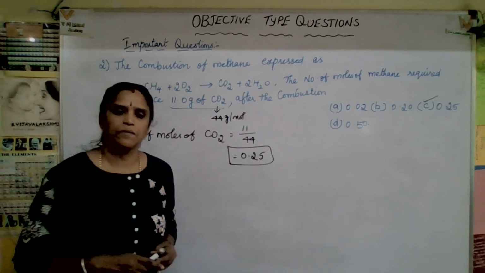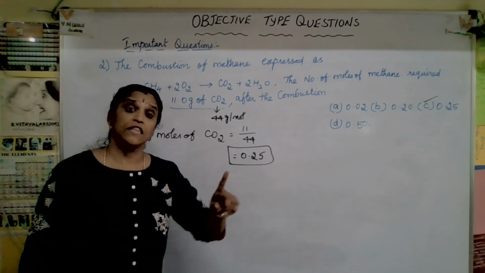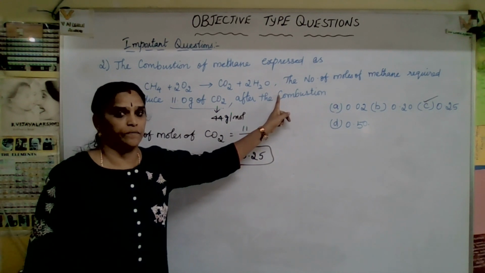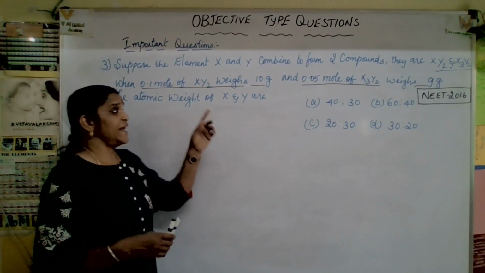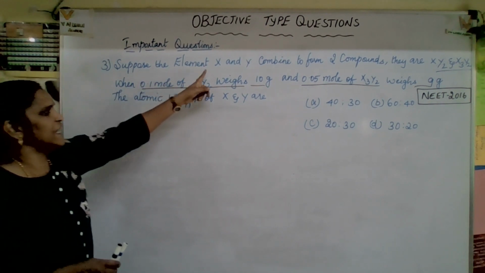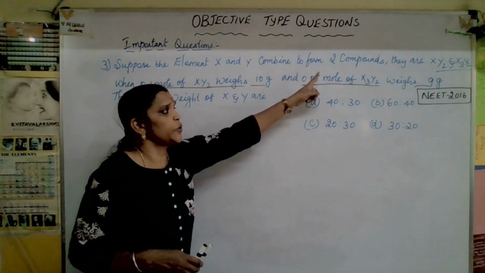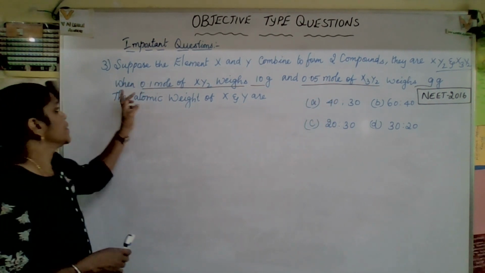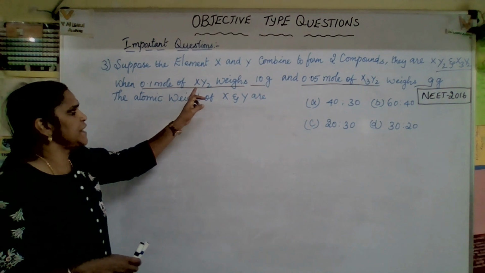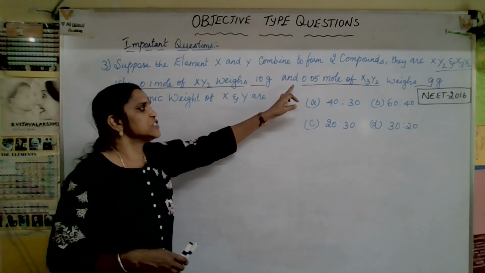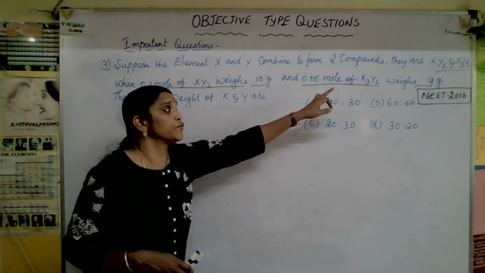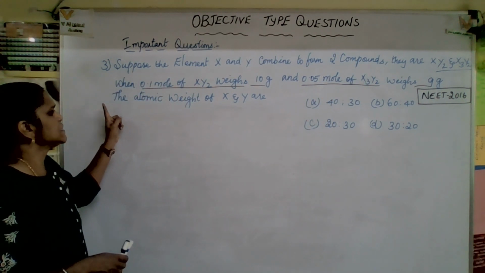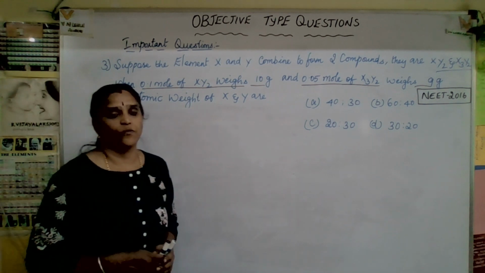I hope you got an idea. These are all very simple questions. Come on, let us go for one more important question. This is also based on the competitive question only. Now the next question. Suppose the elements X and Y combine to form two compounds. They are XY2 and X3Y2. When 0.1 mole of XY2 weighs 10 gram and 0.05 moles of X3Y2 weighs 9 gram, what is the atomic weight of X and Y?